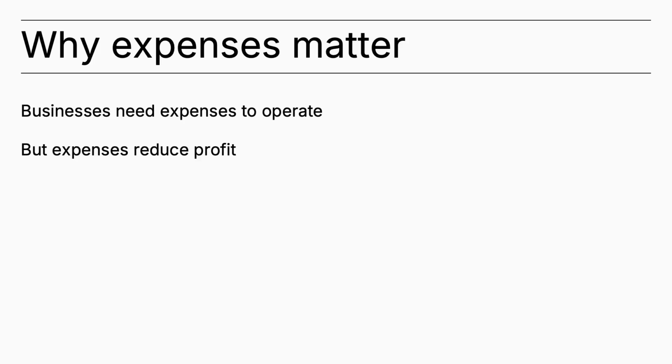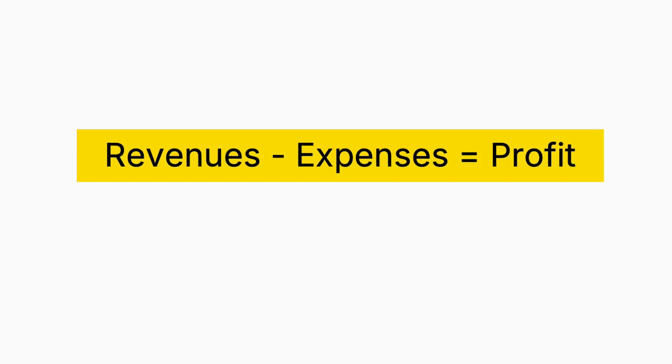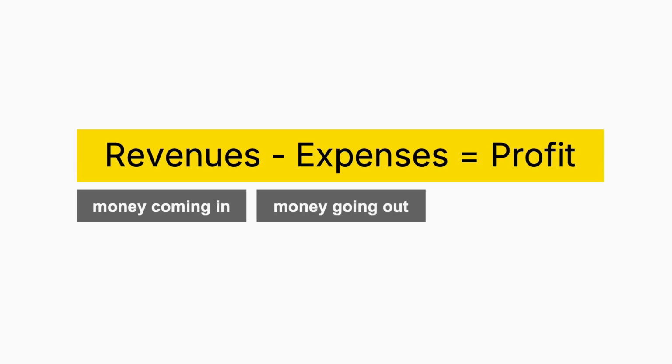And this leads us to one of the most important formulas in accounting. This formula connects this video with my video on revenue together, because revenues minus expenses is profit. Revenue is basically the money coming in, and expenses is money going out. Hence, profit is what remains.